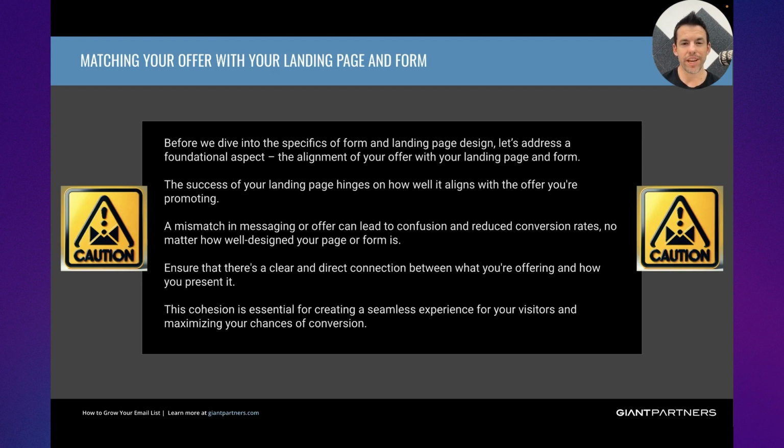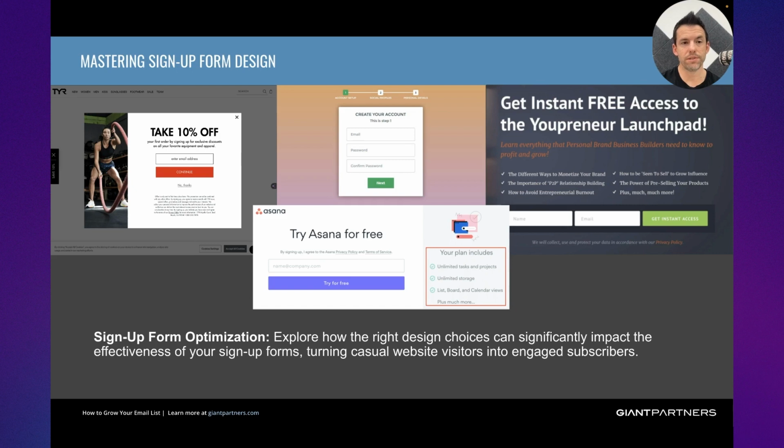The success of your landing page hinges on how well it aligns with the offer you're promoting. A mismatch in messaging or offer can lead to confusion and reduce conversion rates no matter how well designed your page or form is. Ensure that there's a clear and direct connection between your offering and how you present it. This cohesion is essential for creating a seamless experience for your visitors and maximizing your chances of conversion. When you're making that offer in part 2, make sure it's aligned with where you're going to send them. Whether it's a page or a form, make sure it aligns with the messaging, the look, the feel. Everything has to connect for maximum conversion rates.